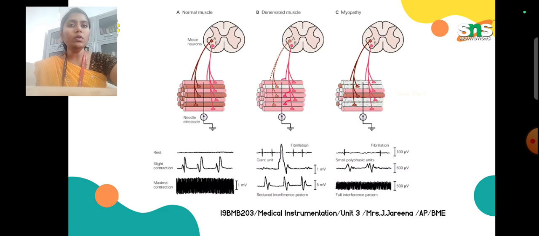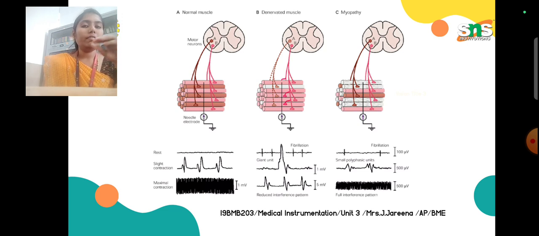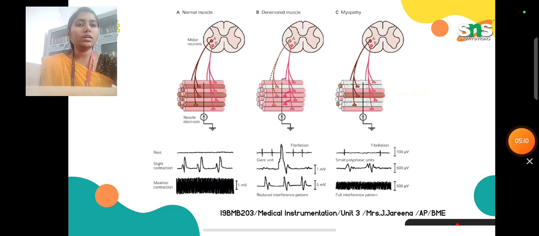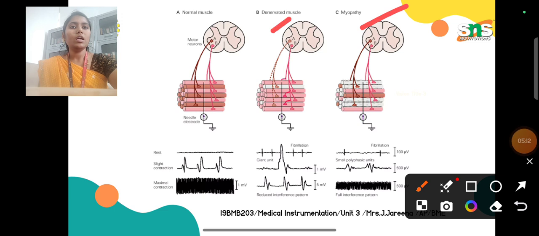Okay, so this is one kind of analysis we can do. Now we'll see different types of muscle waveform. Here I have taken a comparison of normal muscle with denervated muscle fiber, and the second one is myopathy. So I have a comparison of normal muscle with the denervated and myopathy. So now we will see.